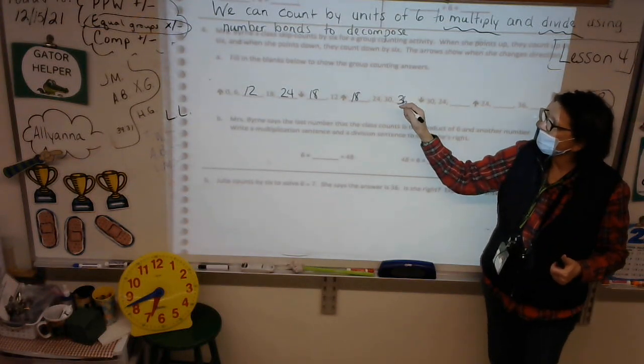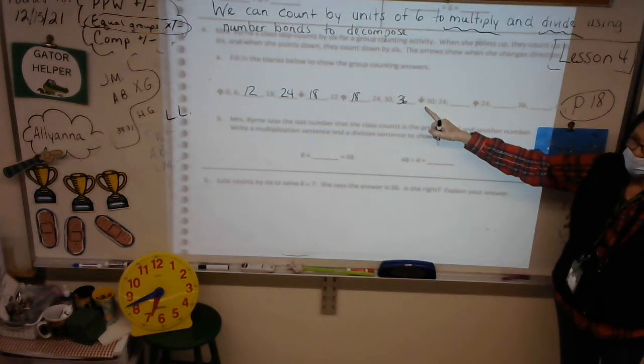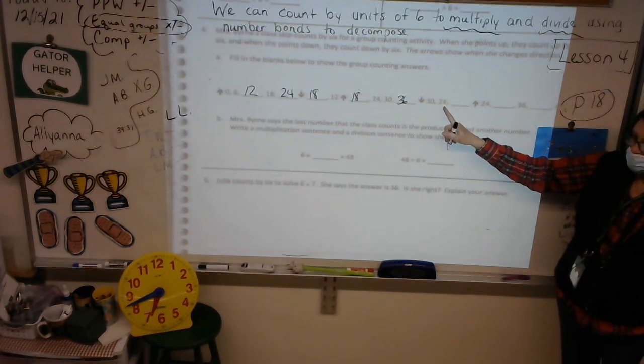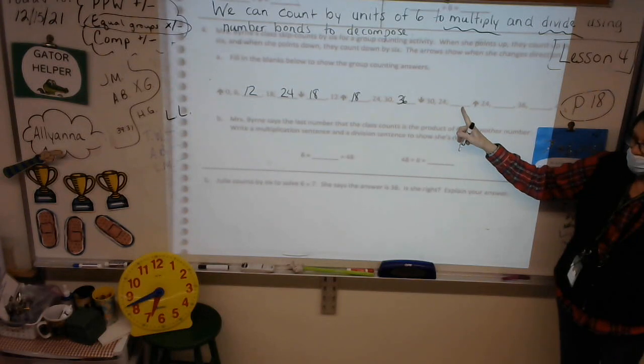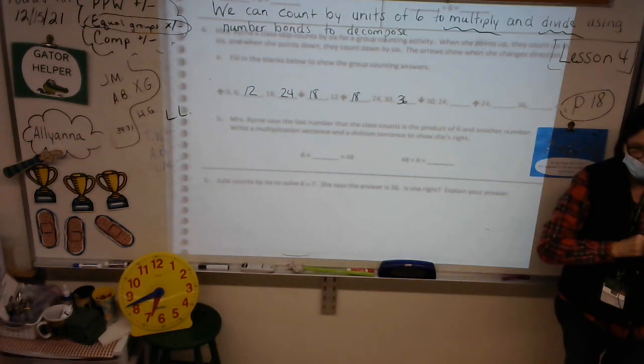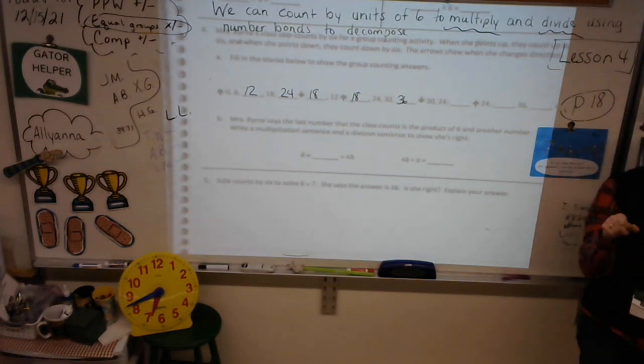Okay, I'm going to let you finish. Look, they've changed directions. So 36 minus 6 gives you 30. 30 minus 6 gives you 24. You're still going down here, and then you're going to go back up. Take a minute to fill those in, and then we'll check our work.